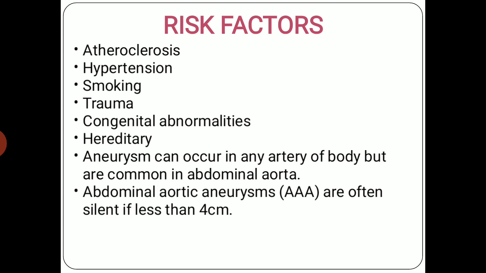Okay, then aneurysm can be in any part of the body. मतलब कोई भी जो artery है वो involve हो सकती है, but the most commonly affected is the abdominal aorta. ठीक है, abdominal aortic aneurysms are often silent if less than 4 centimeters. अगर 4 centimeter से कम का dilation है तो usually there will not be much symptoms, silent होगा, पता नहीं चलेगा. But if the size goes above 4 centimeters then it will lead to symptoms.